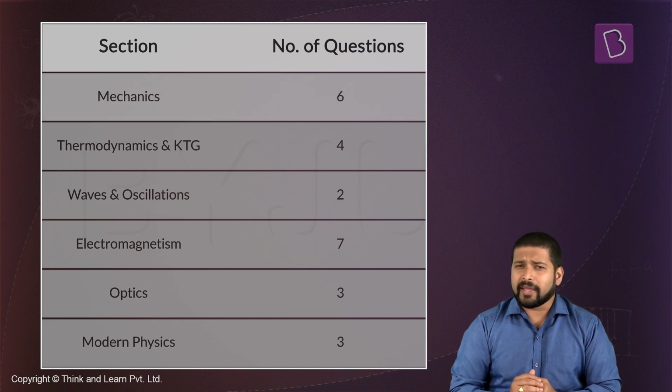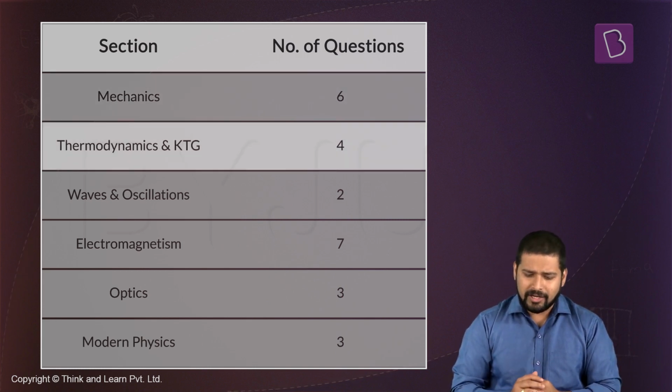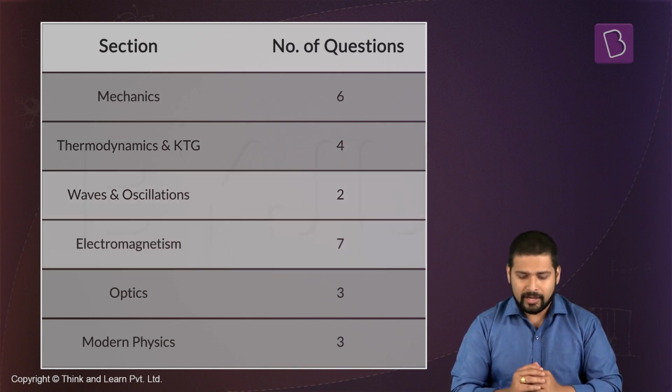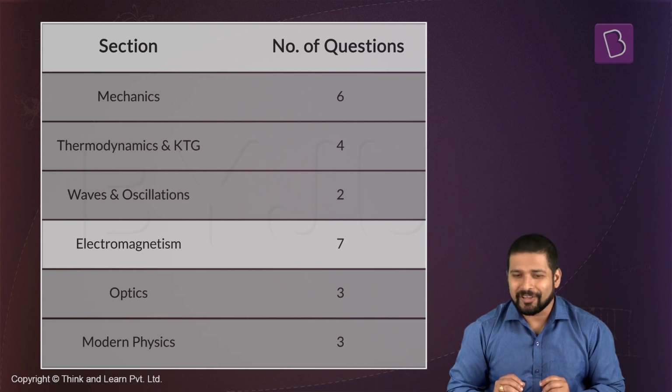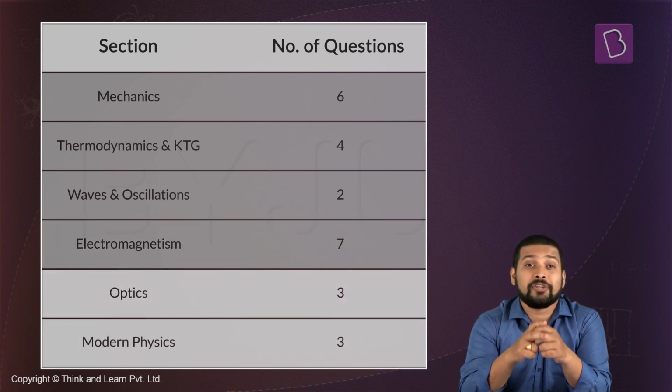If I talk about mechanics, 6 questions were asked from mechanics. Thermo and KTG had 4 questions. Waves and oscillations had 2 questions, and electromagnetism had 7 questions, whereas optics and modern physics both had 3 questions each.